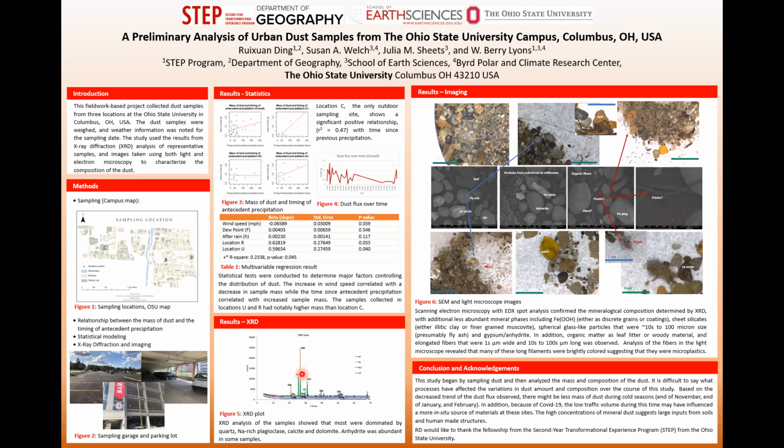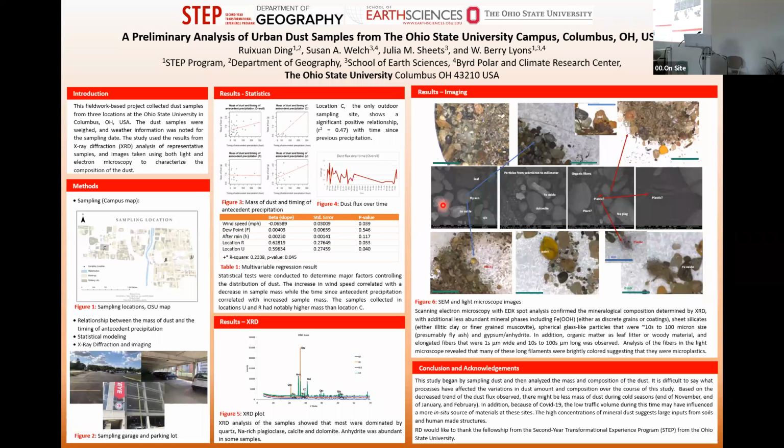But we also found that several of the samples had large amounts of anhydrite in them, which suggests that we're probably getting some dust either from degraded concrete or from some building material. We also analyzed the samples by both light and electron microscopy, and you can see some of the images here. These are some SEM images, as well as some light microscope images.